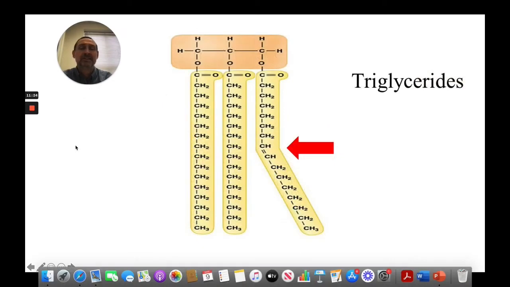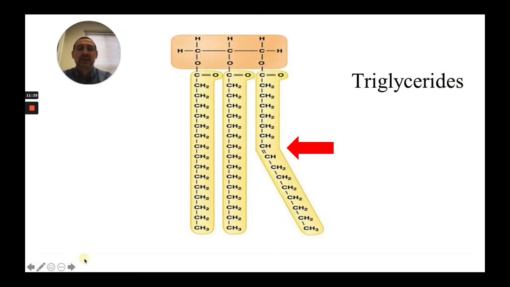This is a picture of a triglyceride. Notice that the unsaturated fatty acid chain has a double bond and is bent. Unsaturated fatty acids are typically plant products and liquid at room temperature. Saturated fats are typically animal products and solid at room temperature.